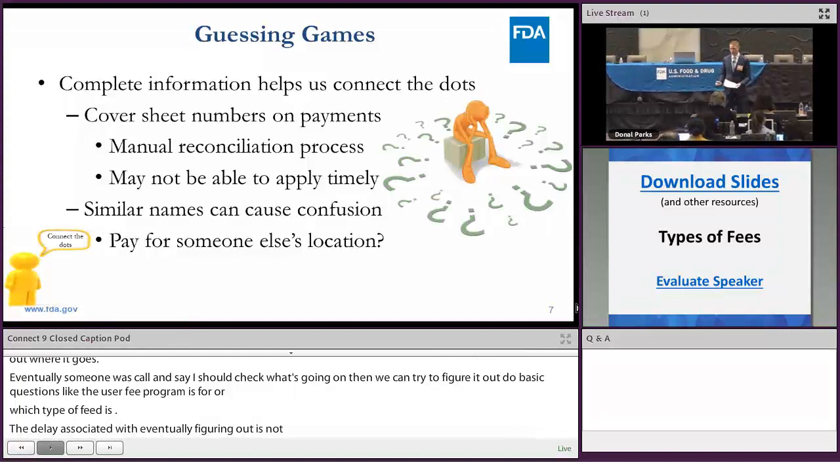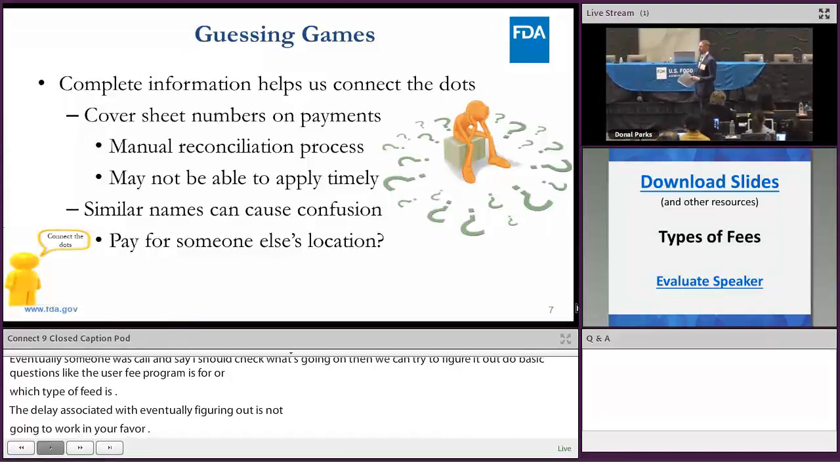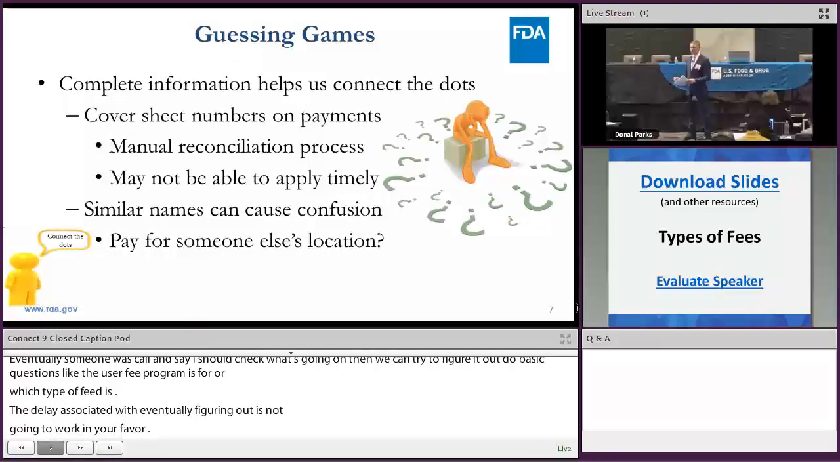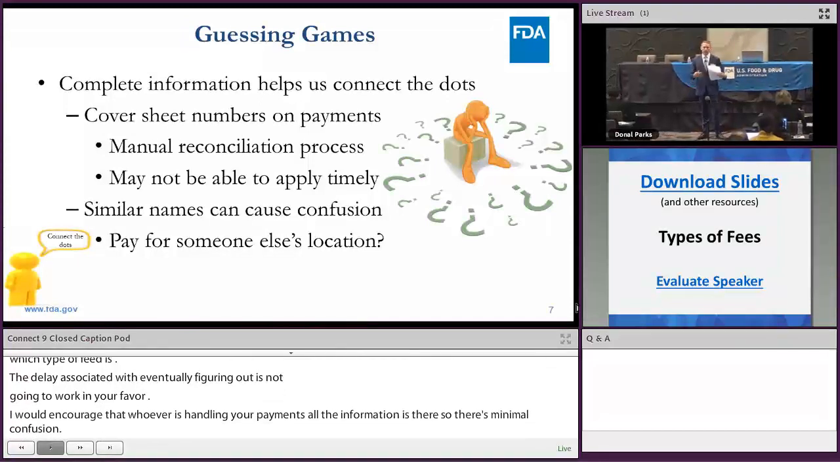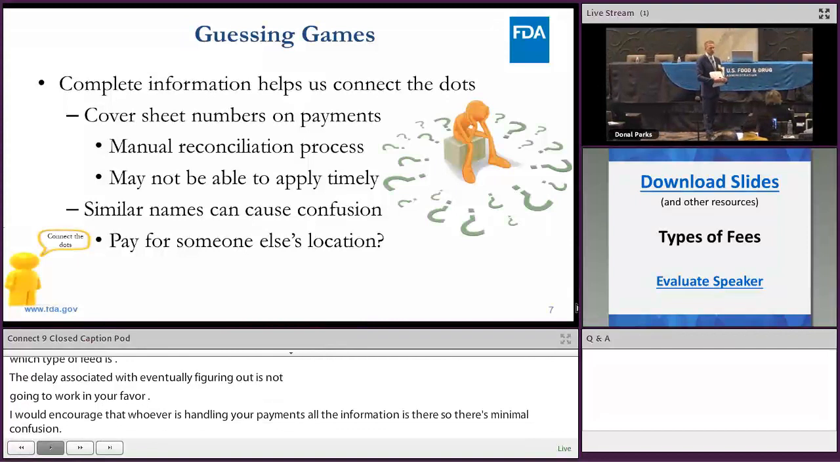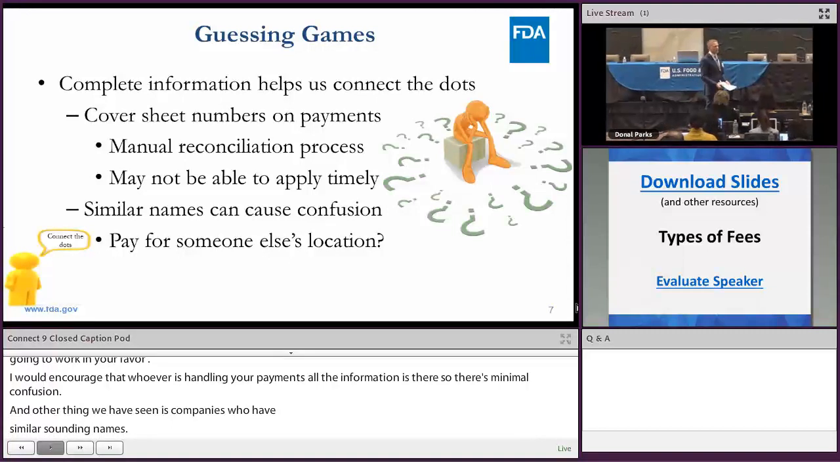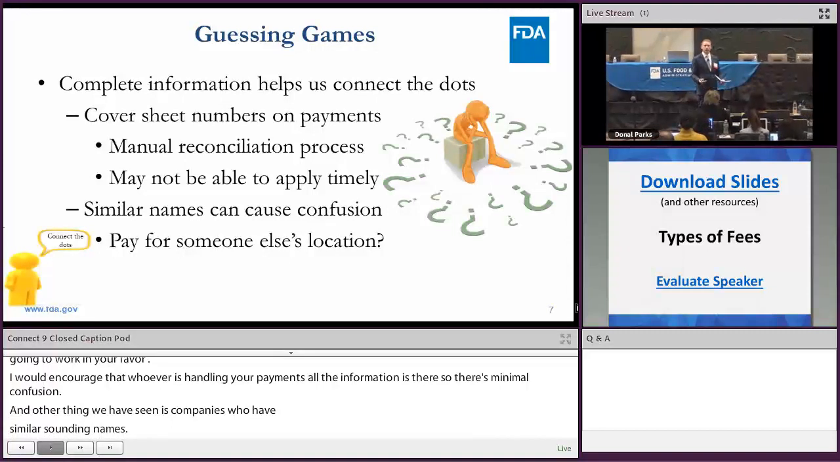Another thing that we've seen is there's a lot of companies that have similar sounding names. And if you're at that company, it's going to be second nature. You live it, you breathe it, it's not a problem. But keep in mind, the accounting folks deal with programs from the gamut of animal drugs to devices to human drugs. And they may not be as fluent in those naming conventions as you are. So they may not appreciate that this actually is the same thing, or this is actually different.